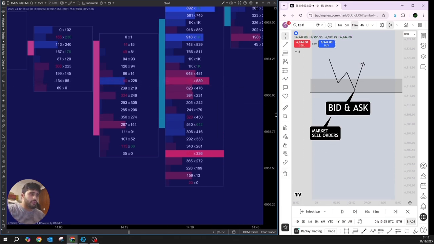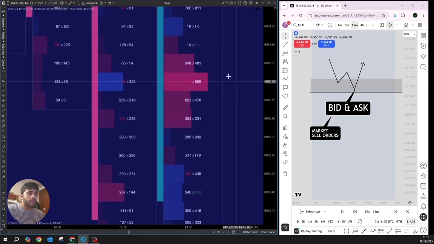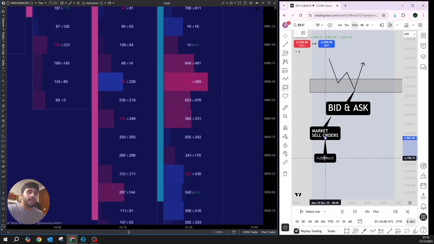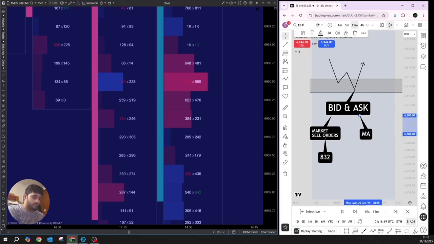So let's take this row, for example, here. So this is now 6960.5. What's happening here? You see 832, right? I know the numbers are a bit small, but I'm going to write it down here. 832. Now, on the ask side, you see a smaller number. You see 589, right? So the ask represents market buy orders.